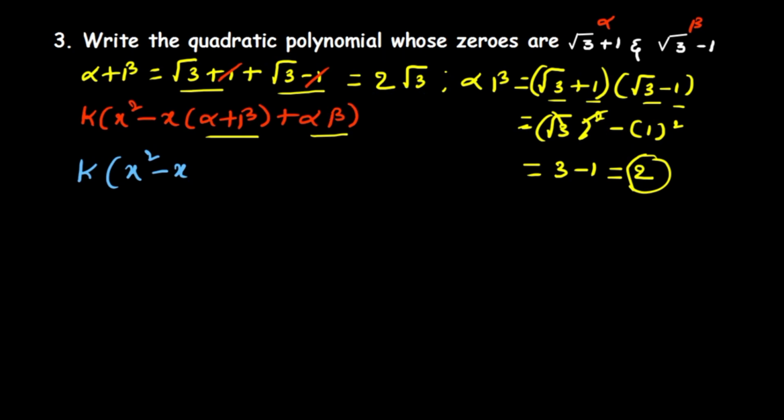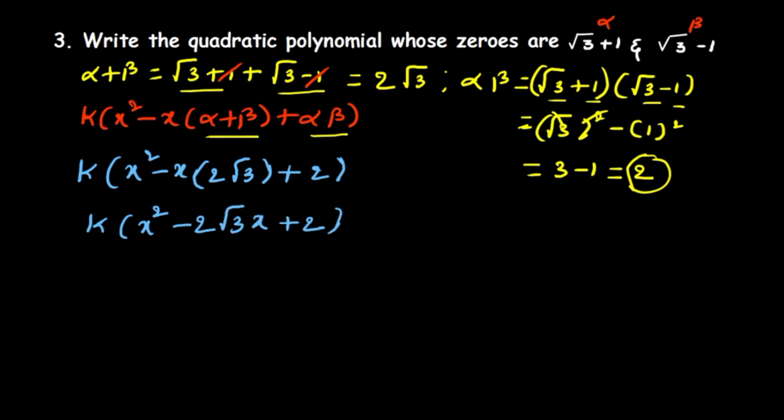Okay, so here we have 2 root 3 plus alpha into beta is 2. Okay, so then we write here k into x square minus 2 root 3 into x plus 2. So what about k? Yes, there is no fraction, there is no denominator, so we can take k equal to 1.